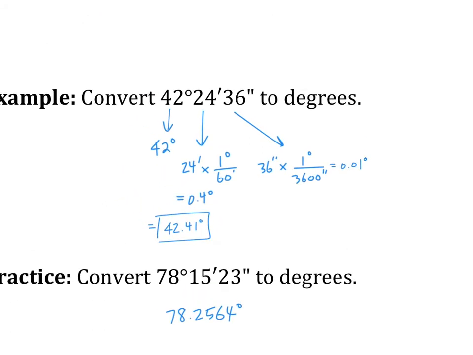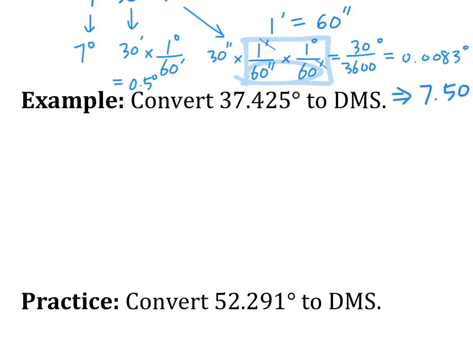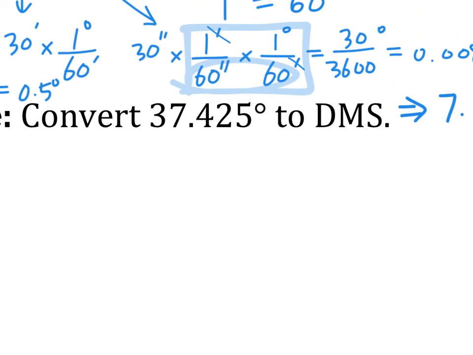Okay, next, we're going to change backwards. We're going to change from degrees into DMS. So degrees into DMS is pretty simple. What happens is the first part is degrees. So you're going to take the whole number part of the degrees, and then it just remains the same. The leftover part, we're going to change it into minutes and seconds. So the leftover part is 0.425 degrees. So we're going to first change that into minutes.